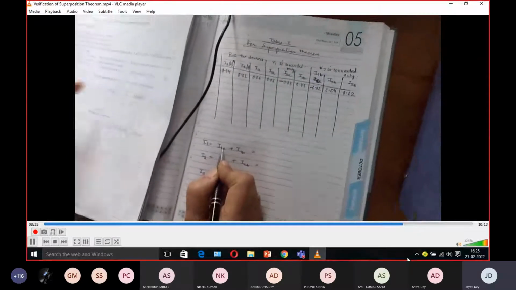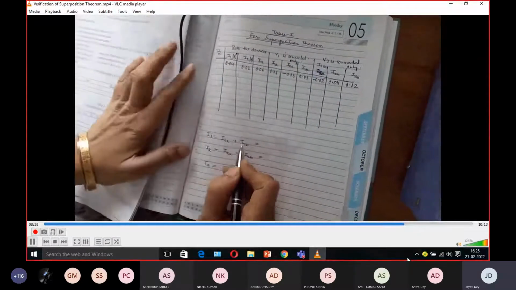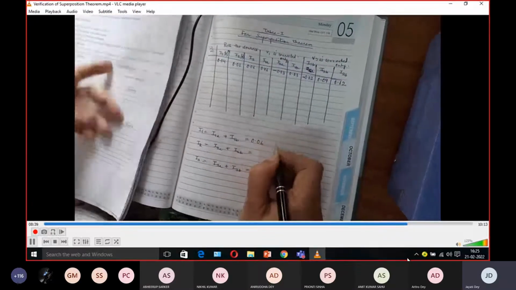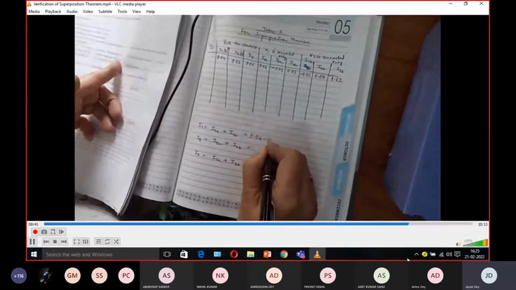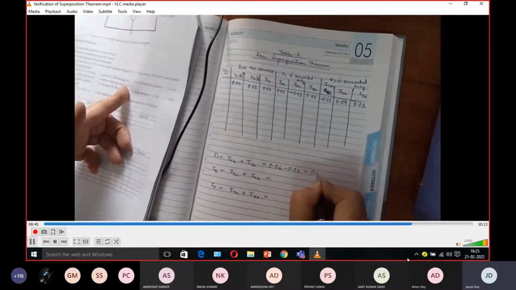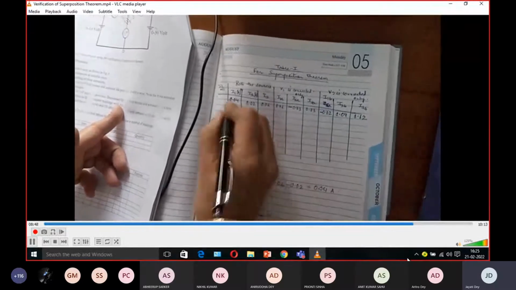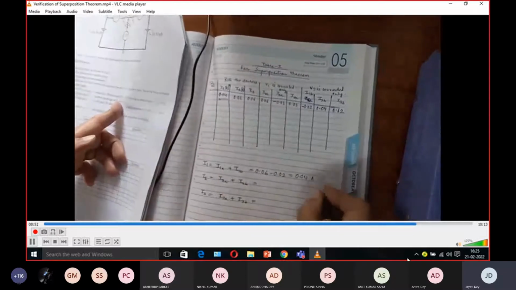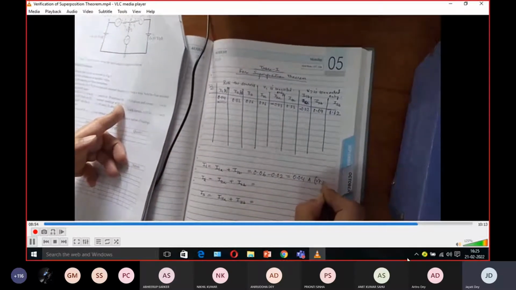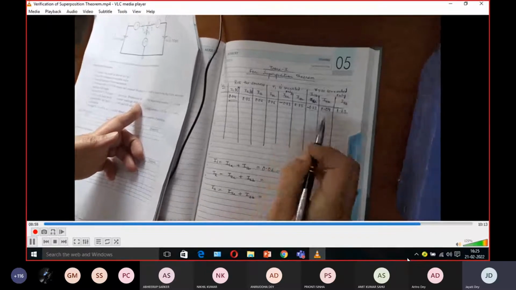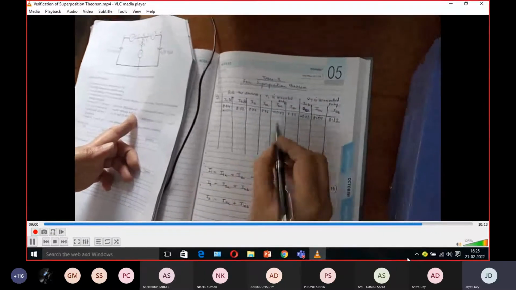How? I1 should be equal to or close to I1A plus I1B. Achha, I1A is 0.06 and I1B is minus 0.02. What is it coming? 0.04 ampere. And look at here, I1 is perfectly 0.04. So we can write it here, verified. Right.